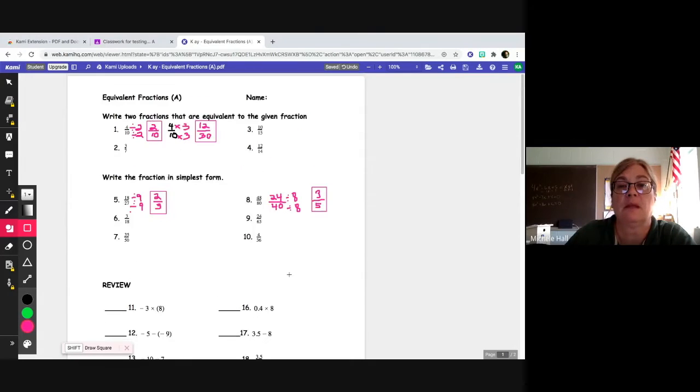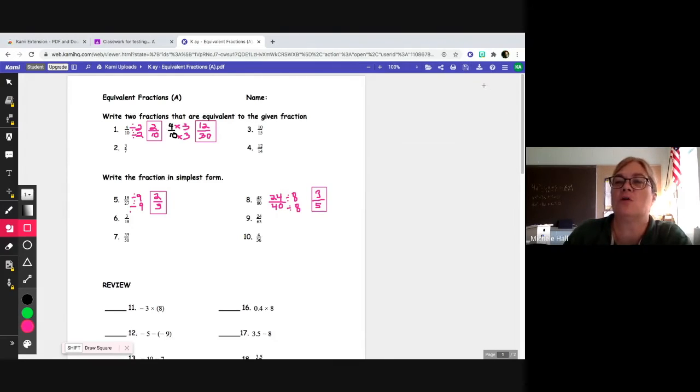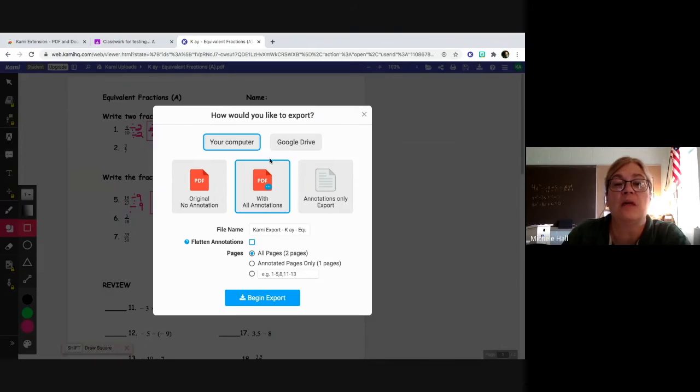All right, now let's say that I want to turn this assignment in. First, I want to make sure that everything's saved. So I check the little 3.5 floppy here. It says 2 unsaved changes. I'm going to push save now. All right. I can also go over here where it says download. And right now it is marked with the blue around with annotations.